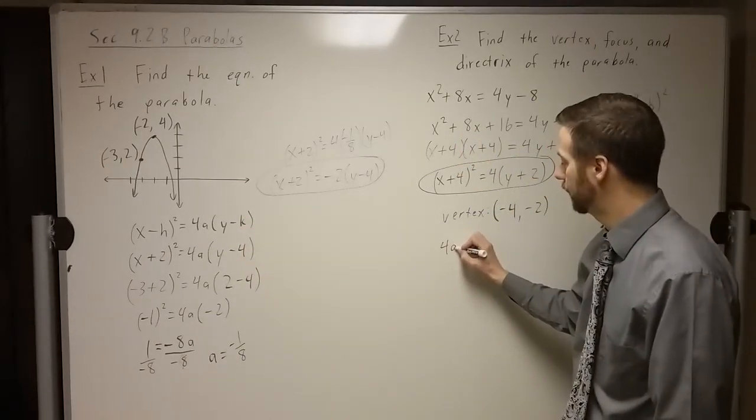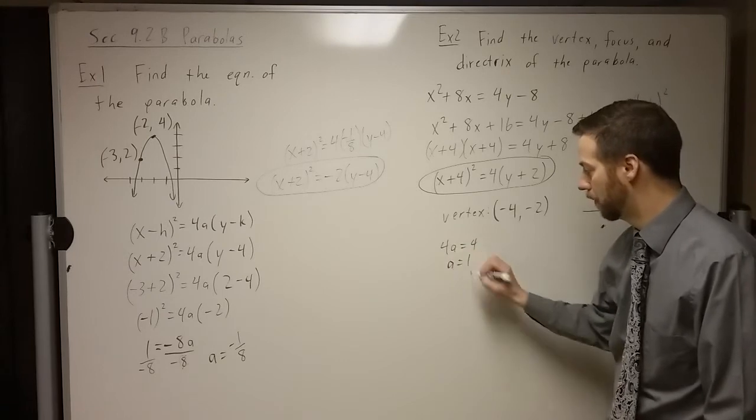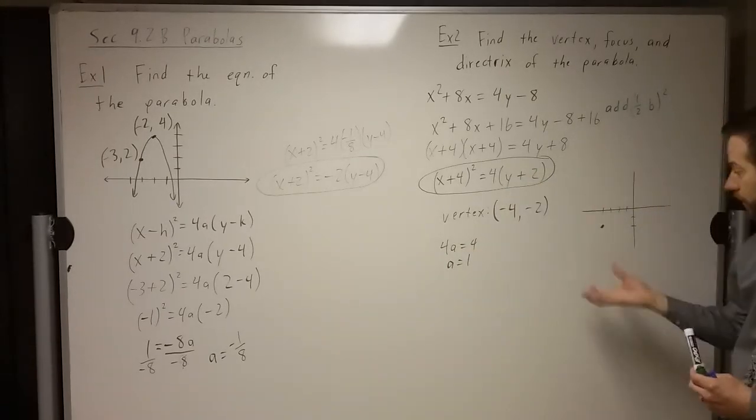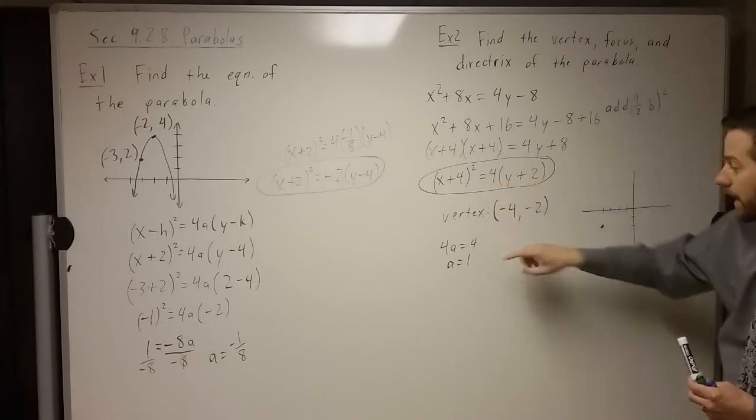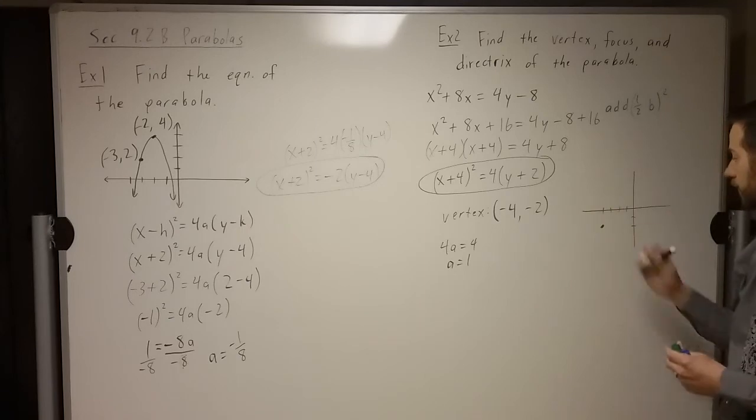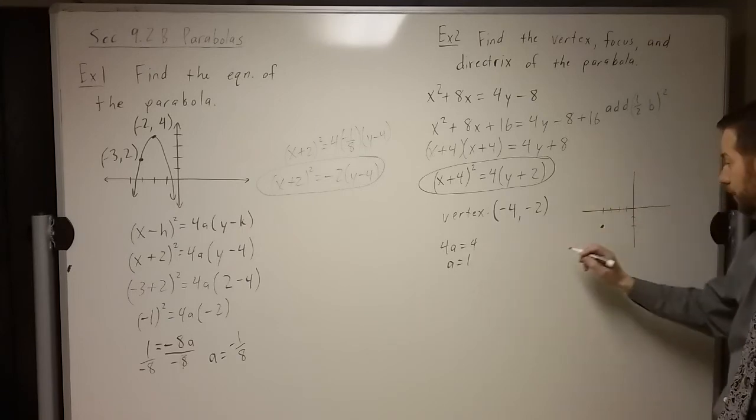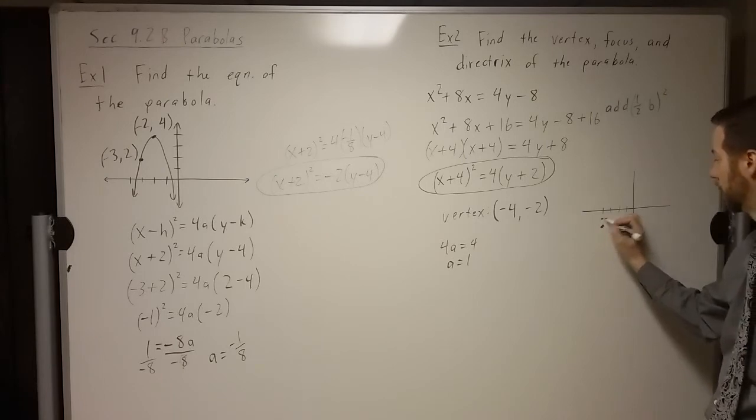So in other words, on this one, 4A equals 4. That means A must be 1. Now the x is squared, which means this either opens up or opens down. The fact that A is positive means this opens up. So to get from the vertex to the focus, remember that's what A stands for, that distance, the distance from vertex to focus is 1 unit up.